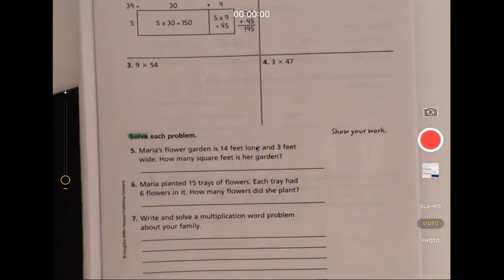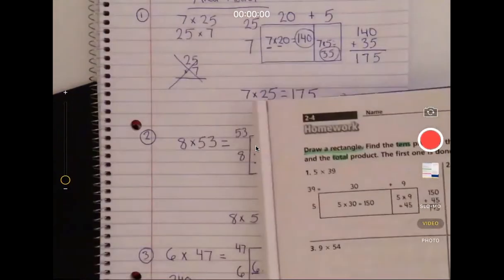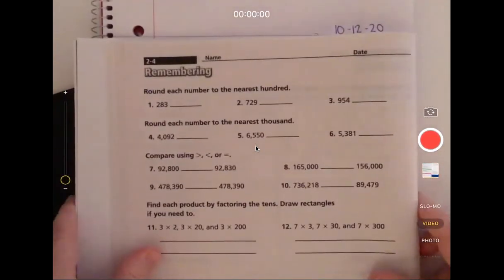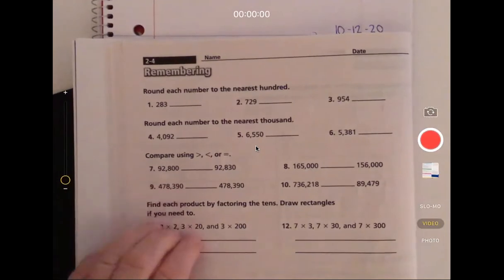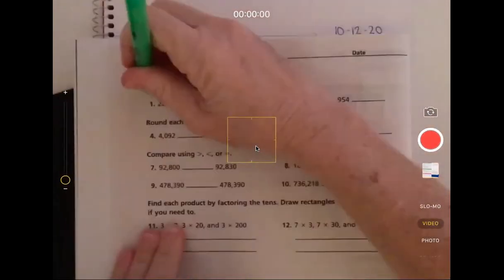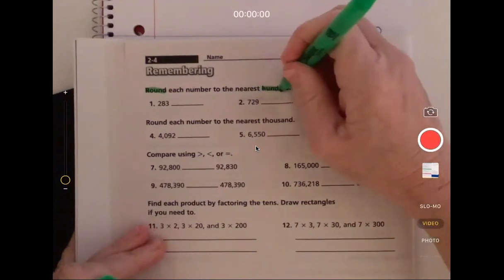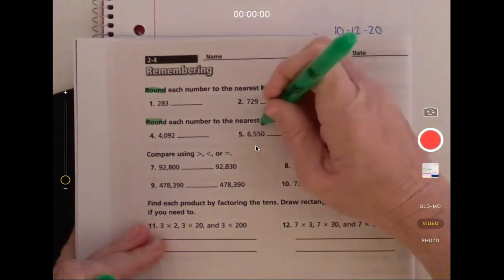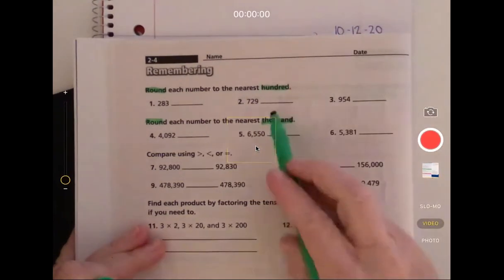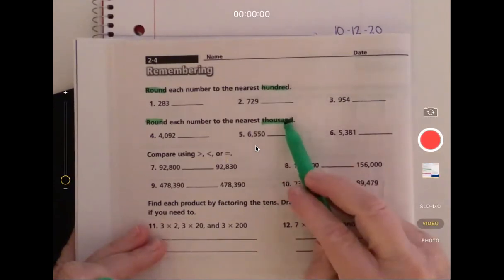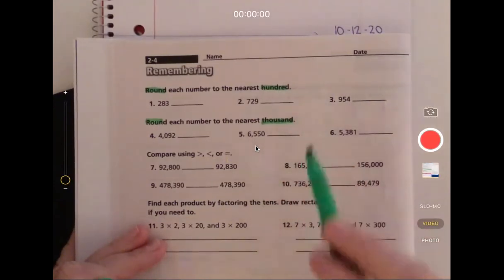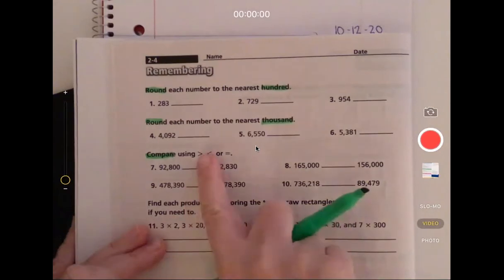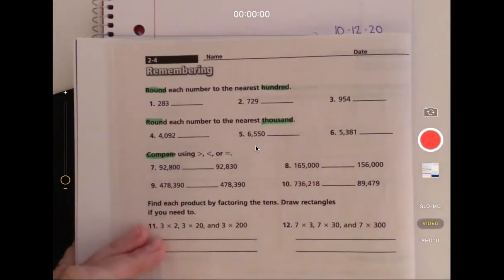On your back page, that's going to be your remembering page. So remember, that's the review. So when I flip it over, here we go. This is remembering. So up at the top, you're going to continue to practice your rounding. So important. This top section is the nearest 100, right? The second section is the nearest 1,000. So remember, identify and locate this place and then look to the right. Okay? Comparing, that's your greater than, less than, or equal to. So you're going to be putting a sign in each of the spaces.